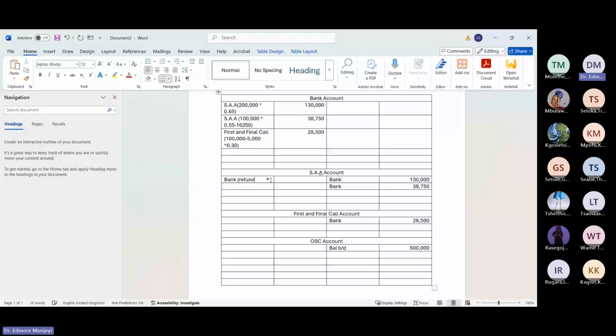So that money has to be credited somewhere. Since we reference it with the bank, we are going to credit the bank. So let's just say application, brackets refund. We are refunding people their application money of 48,750.